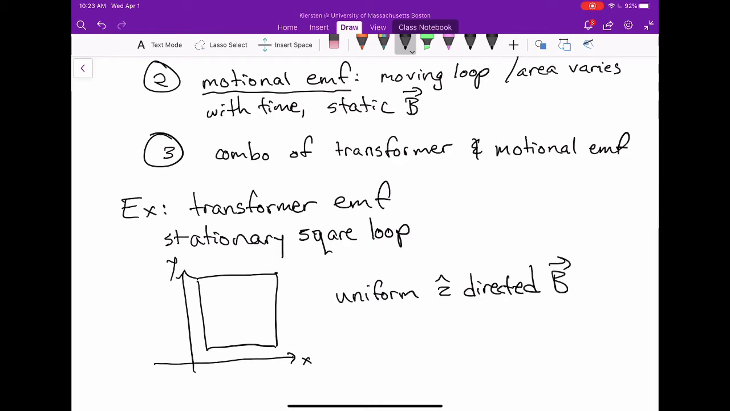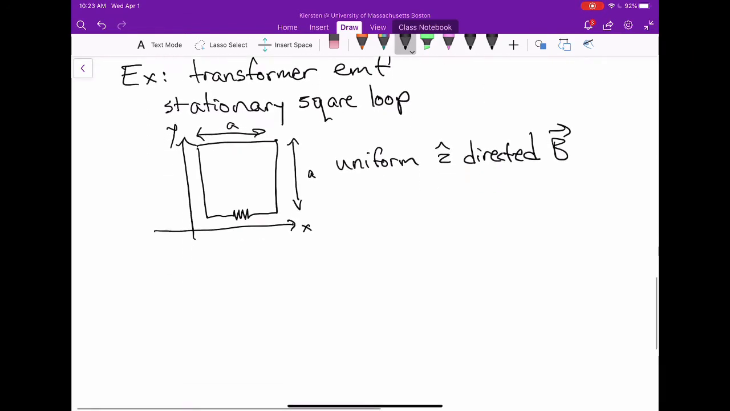So this is my loop, and it's square, and the length of its sides are A, like that. Now the first thing that I'm asked to do, oh, and the loop has a little gap in it with a resistor. It's not perfectly conducting all the way around, so that we can find the current in the loop. So the first thing I am asked to do is, in fact, find the current in the loop. How do we do that?